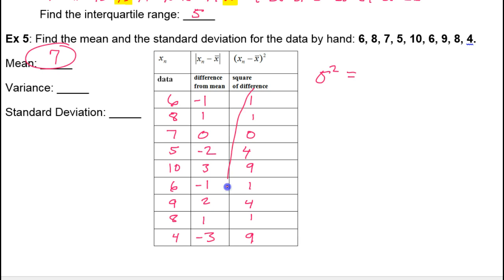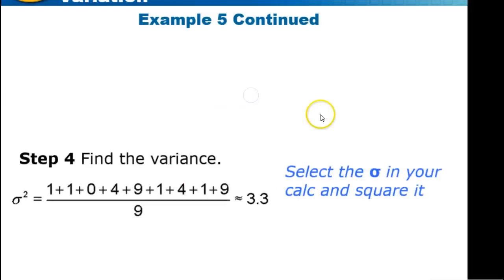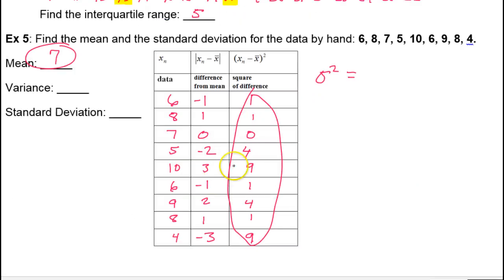Okay, so I added all these up. So you get 3.3. So that's the variance, is the average of these squares.